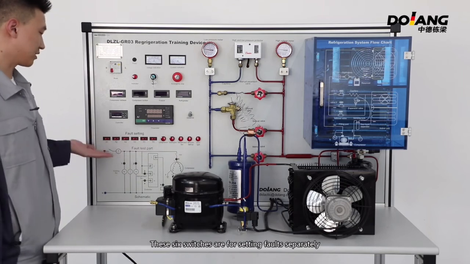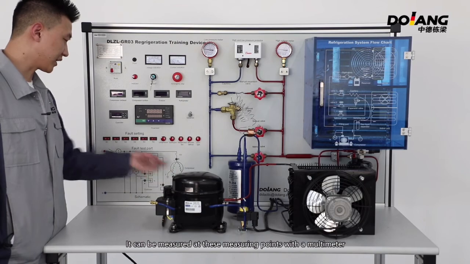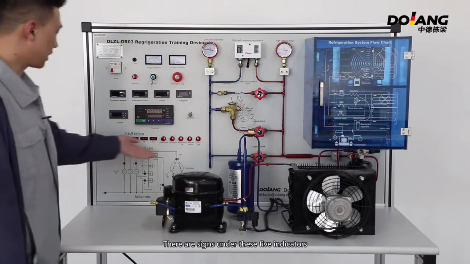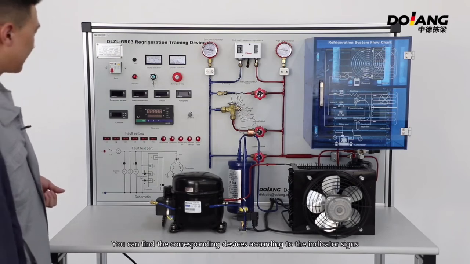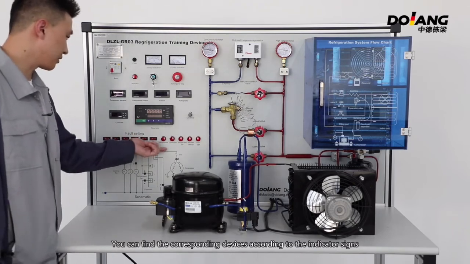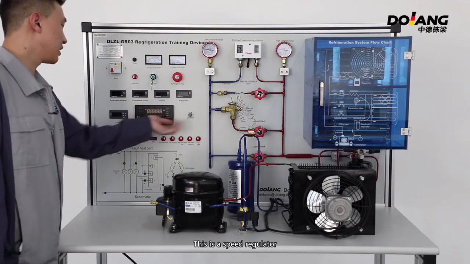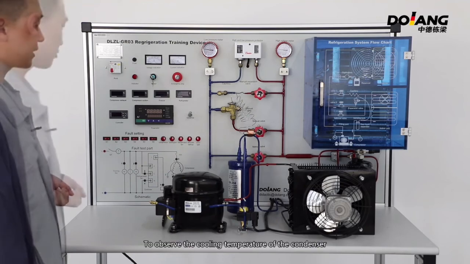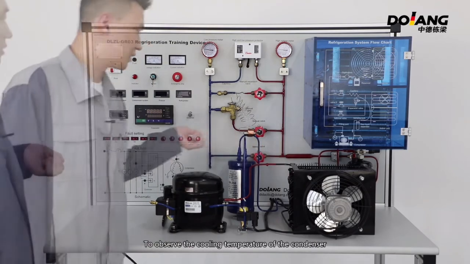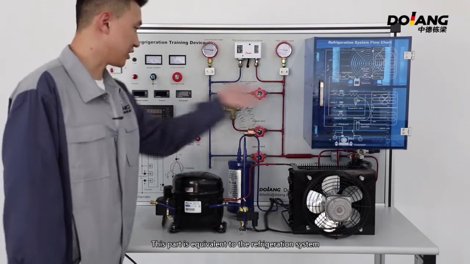These 6 switches are for setting faults separately. They can be measured at the measuring points with the multimeter. There are signs under these 5 indicators. You can find the corresponding device according to the indicator signs. This is the speed regulator. It's used to adjust the speed of the fan to absorb the cooling temperature of the condenser.